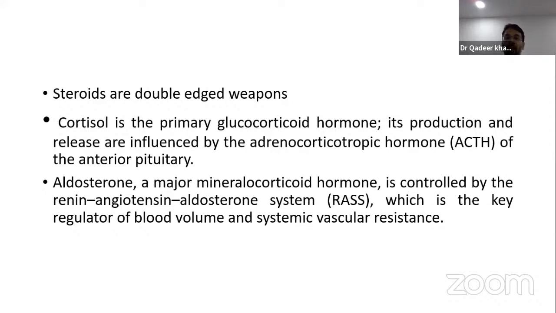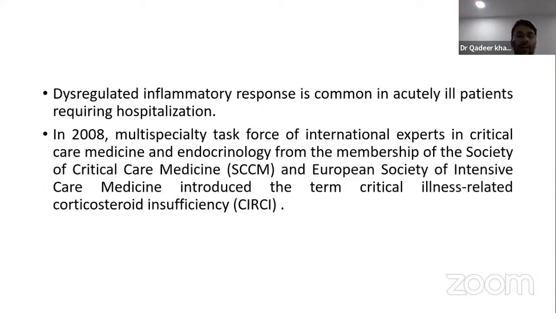As cortisol is a primary glucocorticoid, its release is controlled by the ACTH of the anterior pituitary. Aldosterone is a major mineralocorticoid, whose secretion is controlled by the RAS system, which is a key regulator of blood volume and systemic vascular resistance. We all know that hospitalized patients will have a dysregulated inflammatory response, with a deficiency of the steroids which are released.